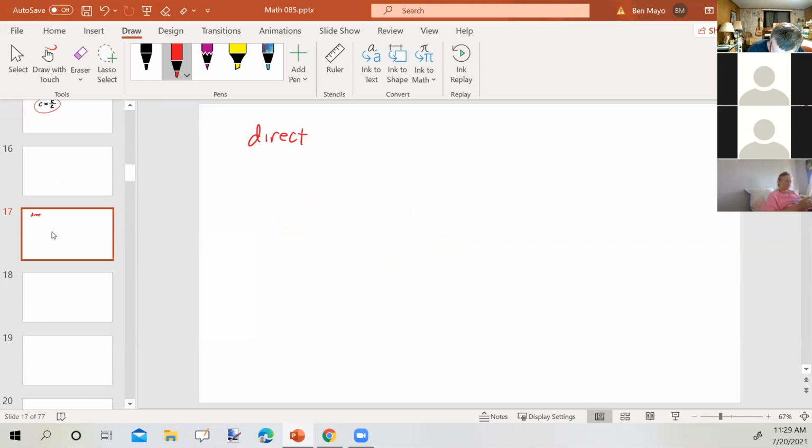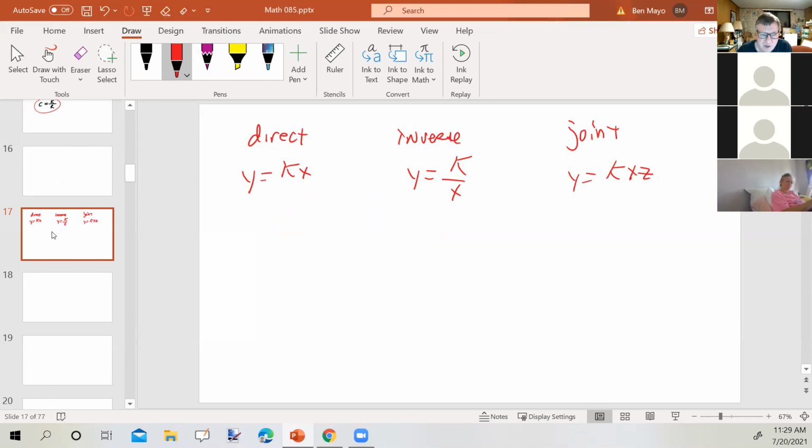Direct variation, y equals kx. Inverse variation, y equals k over x. Joint variation, y equals kxz. So k is always present, k is always on top.